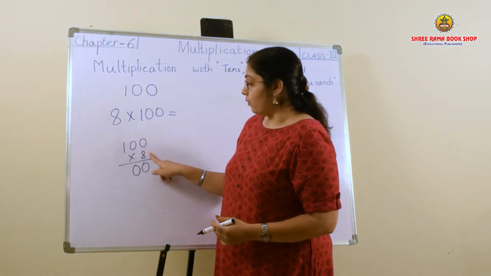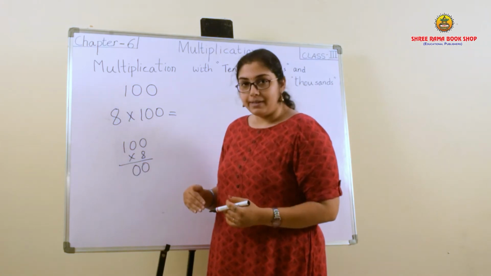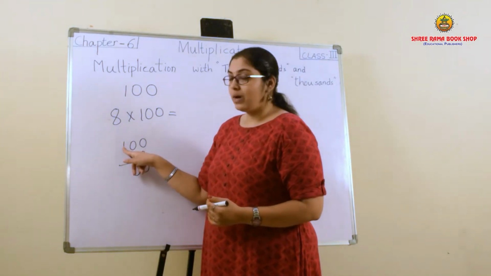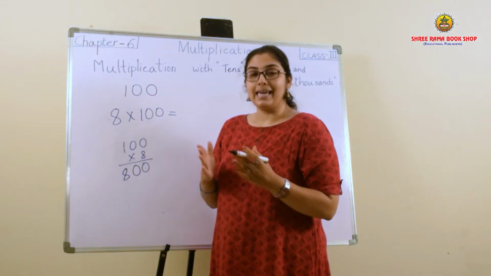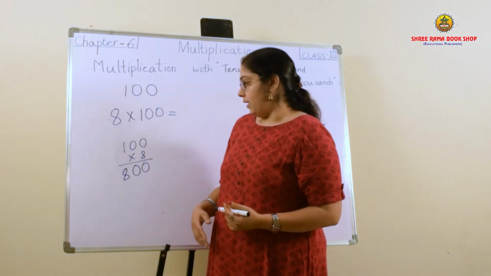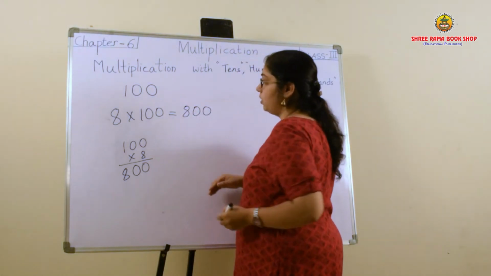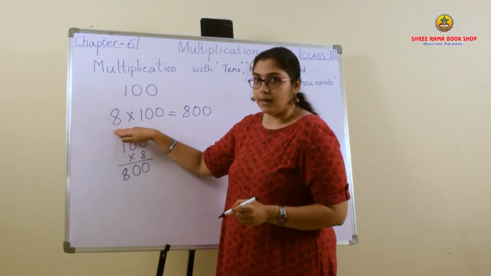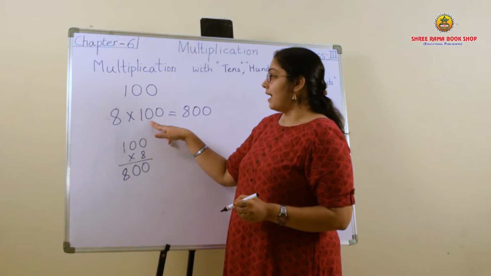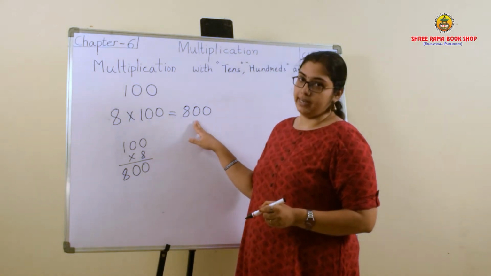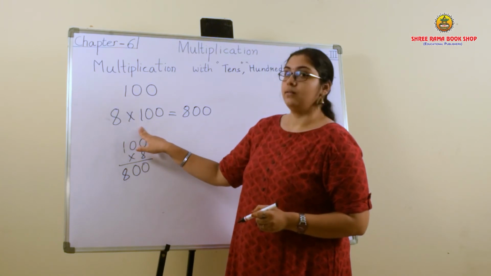In a similar way, when I multiply 8 with 1, the answer is the number itself. So here 8 into 1 is 8. Whatever the number you multiply, you will be getting the same number with 1. So the answer is 800. When I multiply a number with 100, I need to multiply the digits and also add 2 zeros to the product. So 800 is the product of 8 and 100.